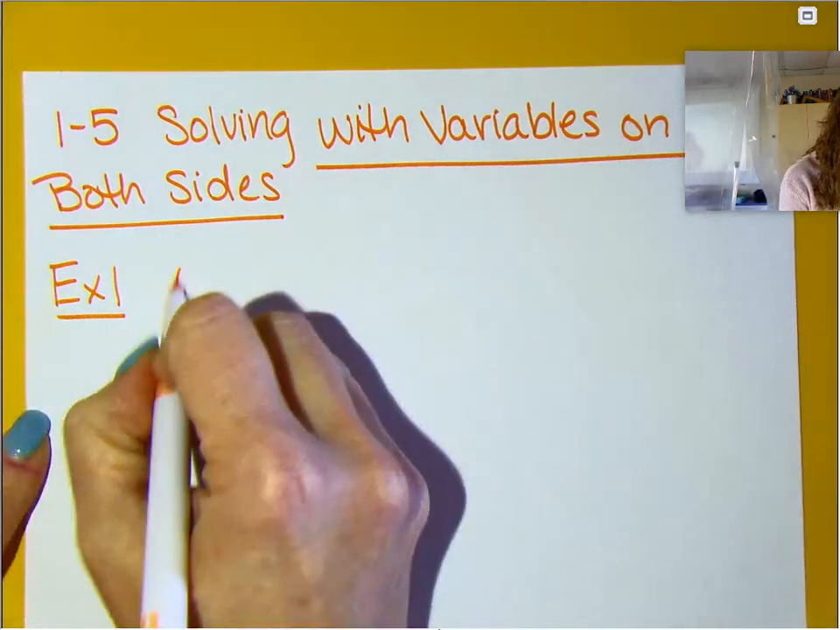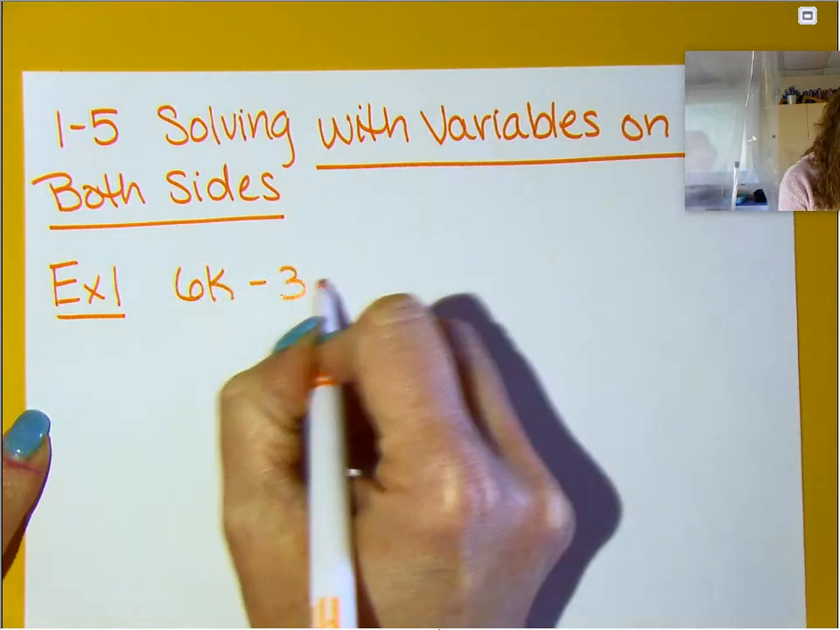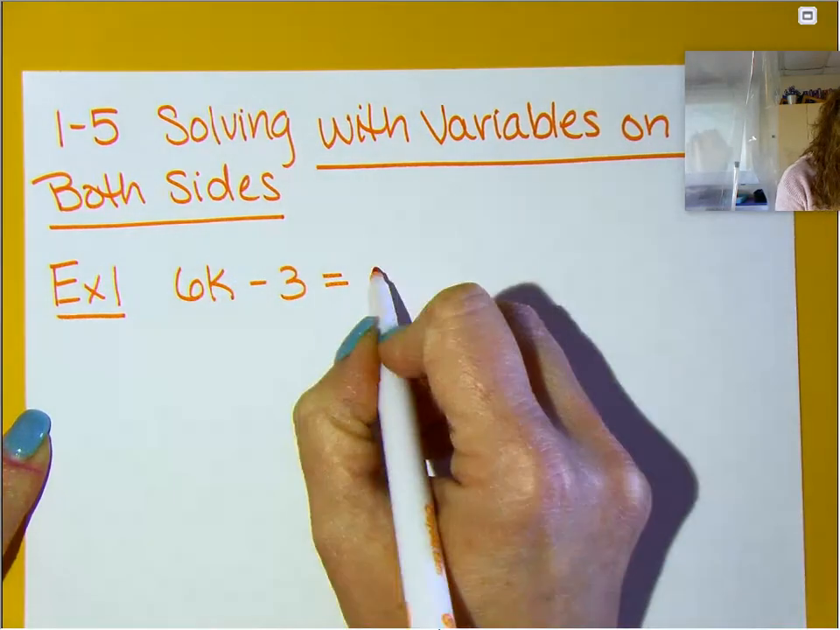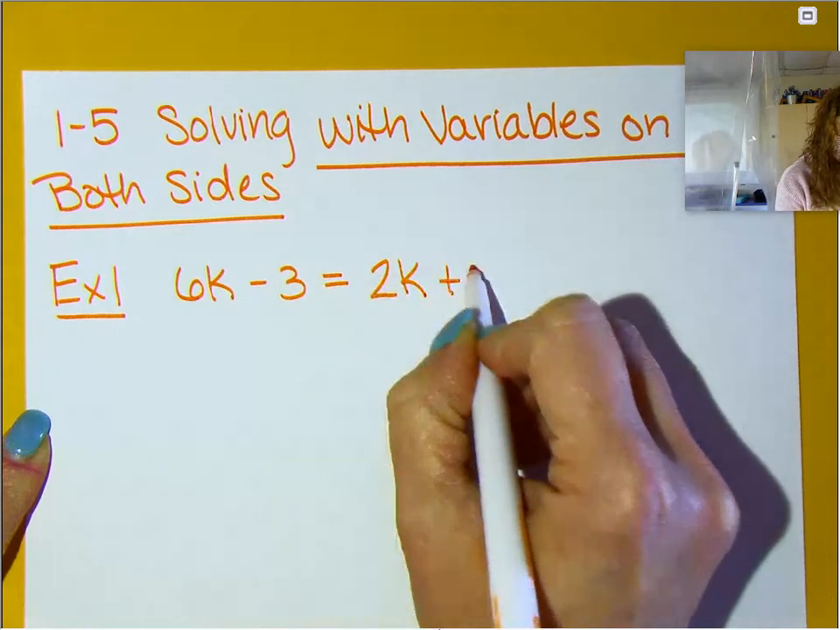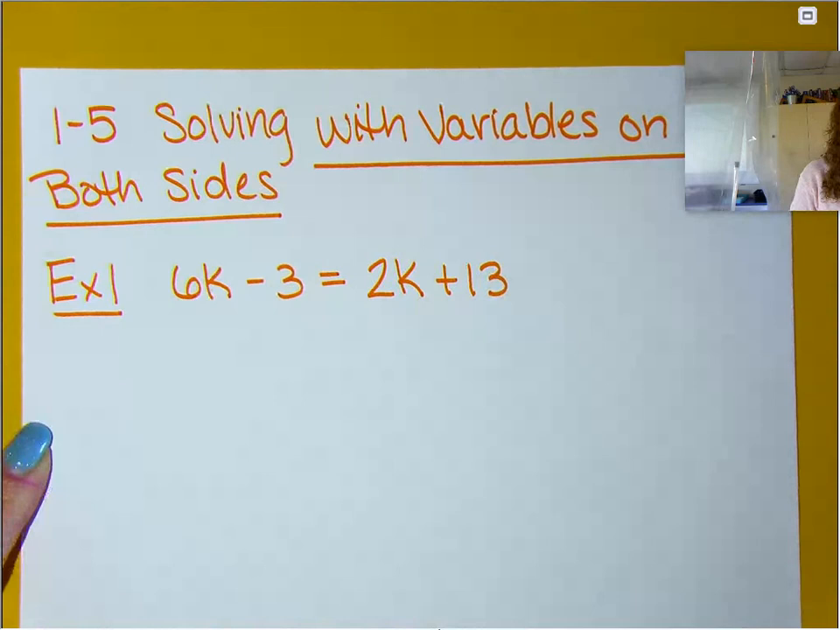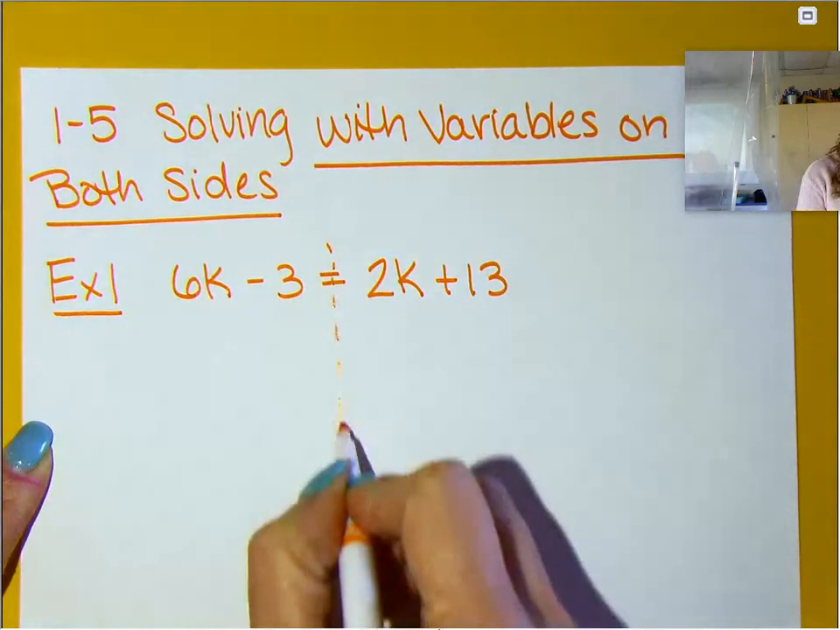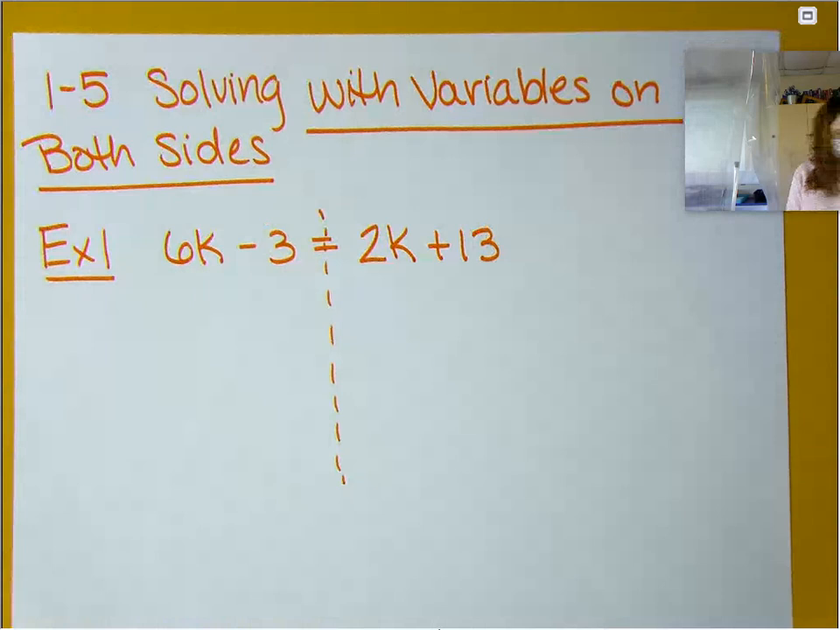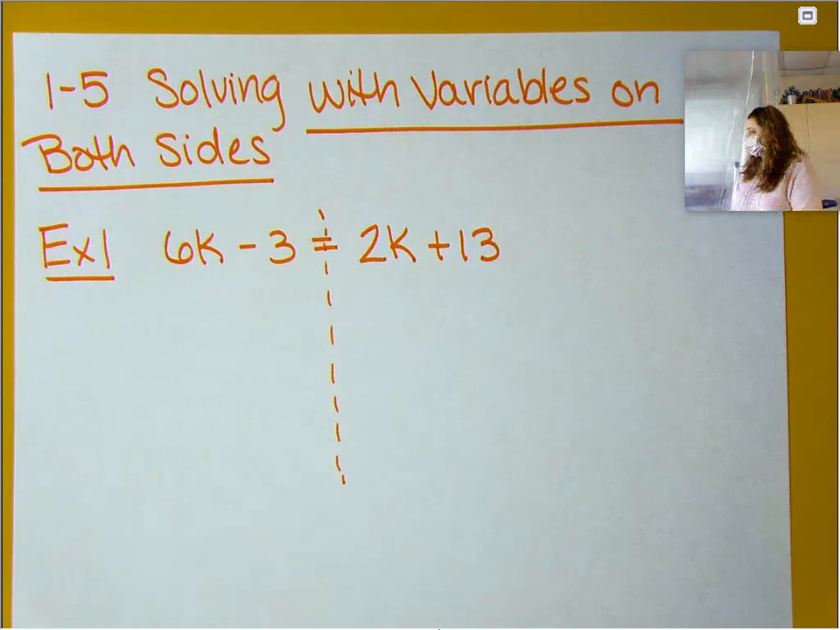Okay, so let's start with 6k minus 3 is equal to 2k plus 13. Now I'm going to go ahead and put my line down my equal sign. Okay, now when you have a variable and a number on one side and a variable and a number on the other, you actually have 4 choices of what you could do, okay?